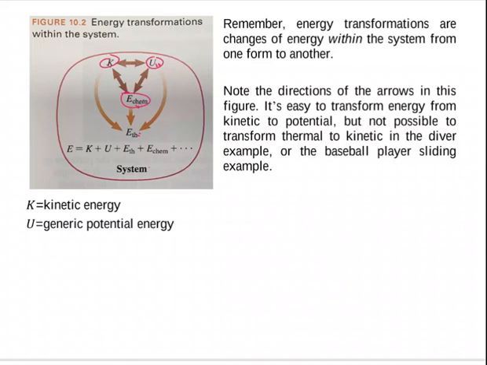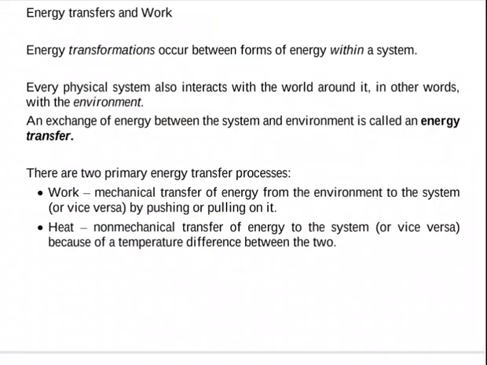All right? So energy, remember, this is your equation here. Energy is kinetic plus potential plus thermal plus chemical and so on. So the thermal is still in the system, but it cannot be transformed back into something else. It's done. So the directions of the arrows in this figure, it's easy to transform energy from kinetic to potential, but it's not possible to transform thermal to kinetic in the diver or the baseball player sliding example. We're not really using our work. All right, so energy transfers and work.